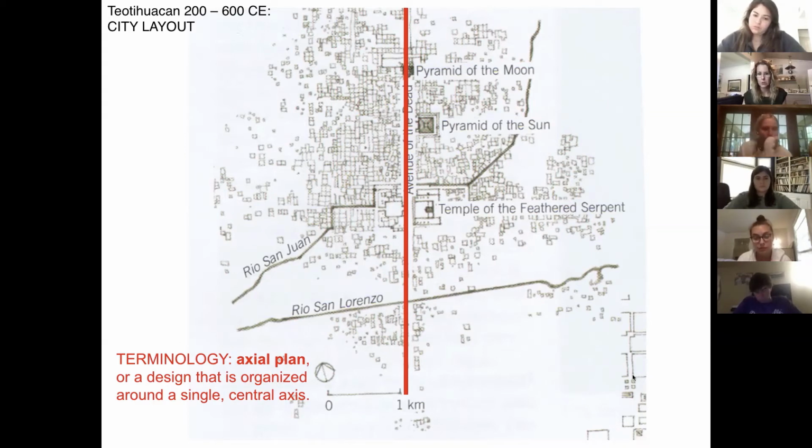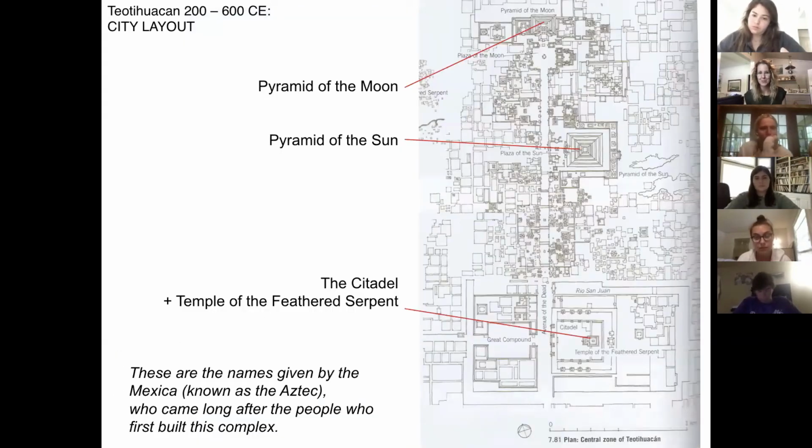And certainly not in modern buildings. They change quite a bit for modern city plans. So running along this axial route through the city, we have three major architectural sites.